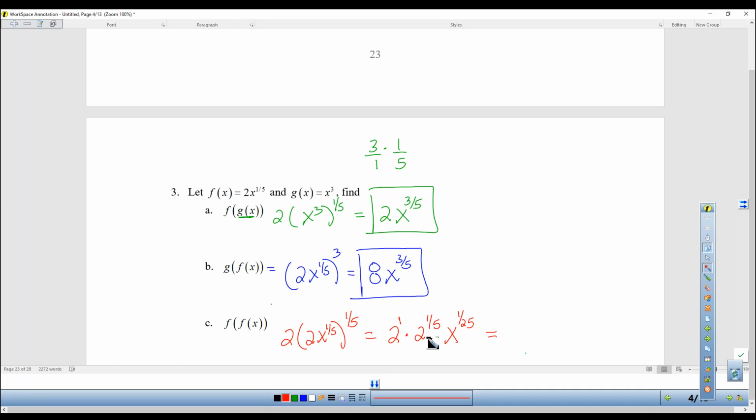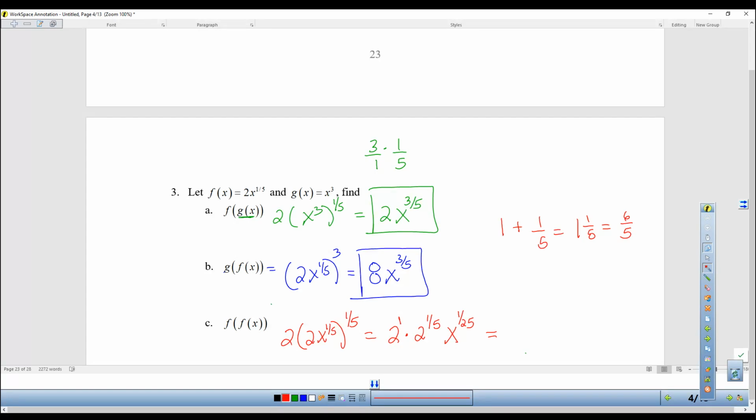So 2 to the first times 2 to the 1/5. I want to add those. So how do you add 1 plus 1/5? Well, it is 1 1/5. But we don't do that in math. We don't use mixed numbers for fractional exponents. So I'm going to change that to 6/5.